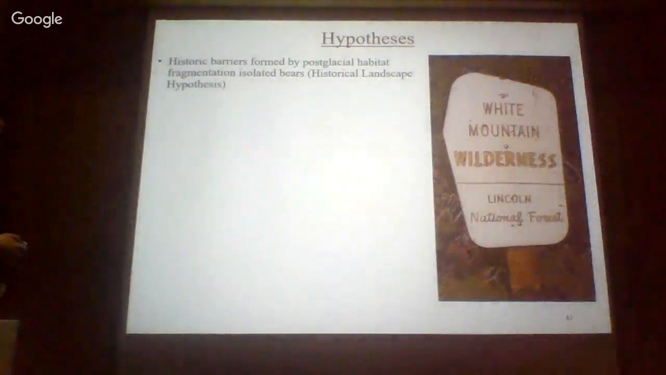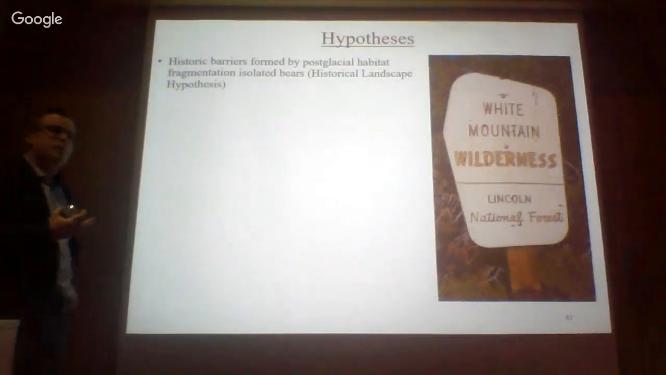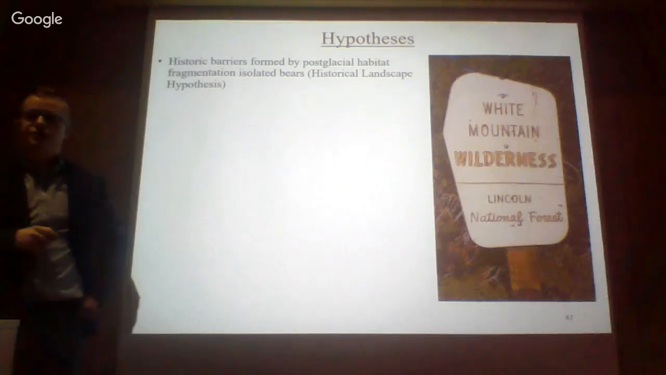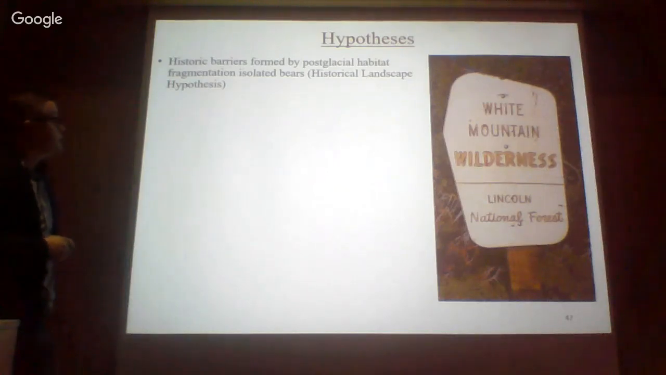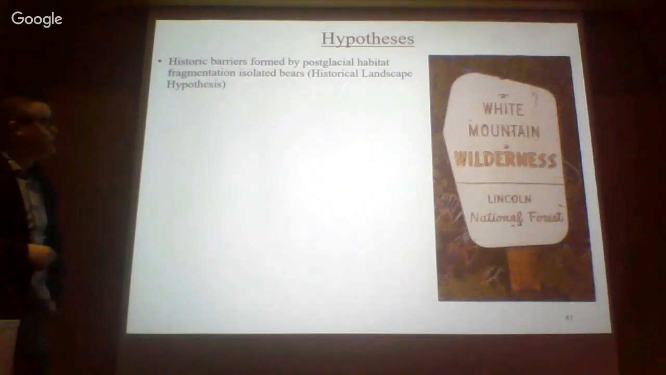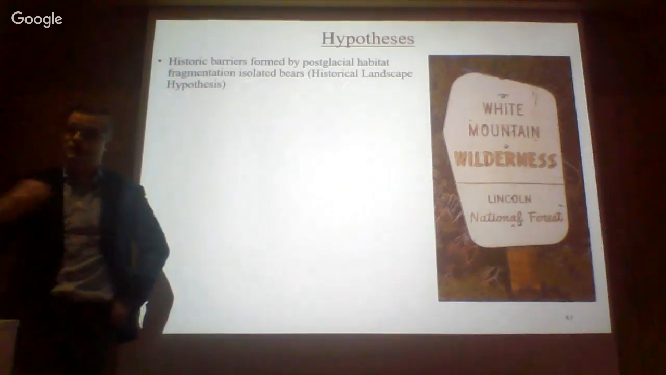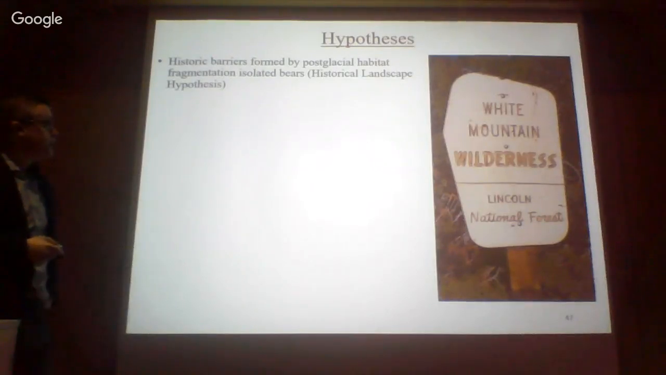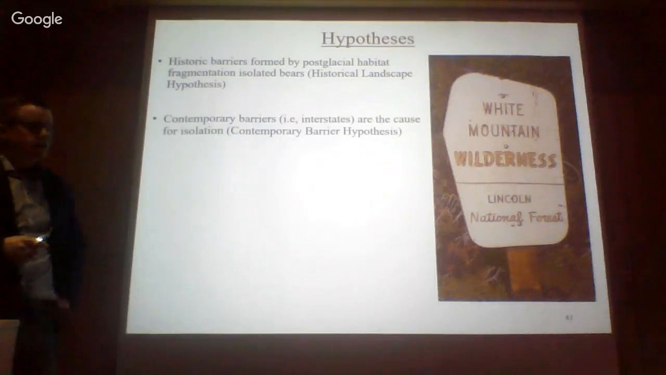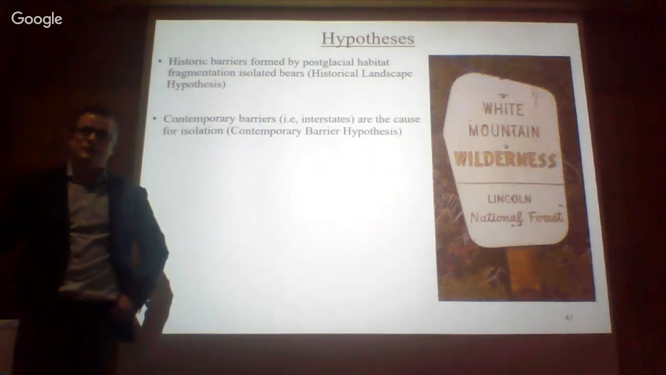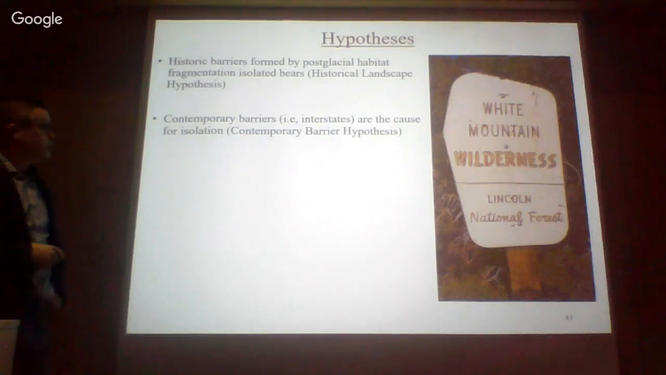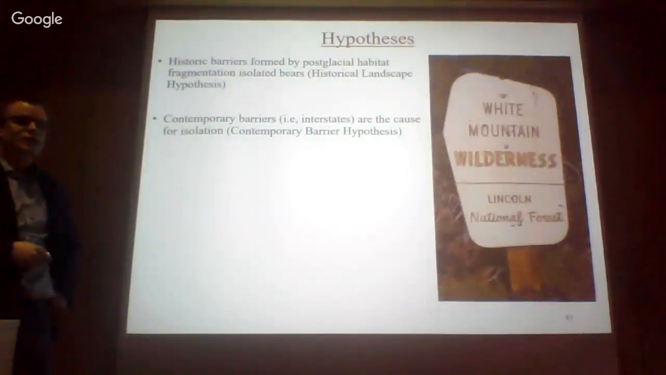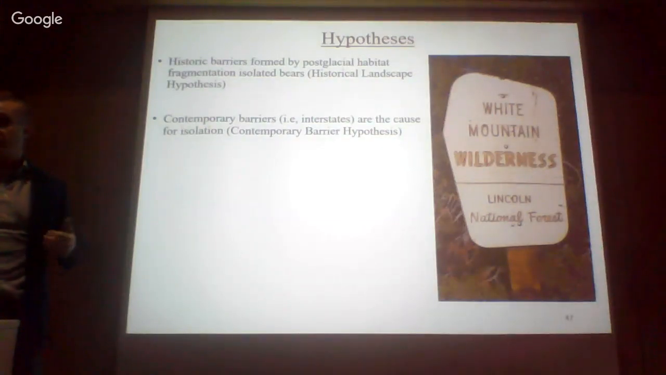So I generated four hypotheses related to both genetic structure as well as gene flow. The first one was that the historic barriers were formed by post-glacial habitat fragmentation, which isolated bears. That's that Pleistocene dynamic coming along, and I term that the historical landscape hypothesis. Contrary to that, there's this contemporary thinking that bears have actually been isolated by interstates, and that's what's caused the isolation.